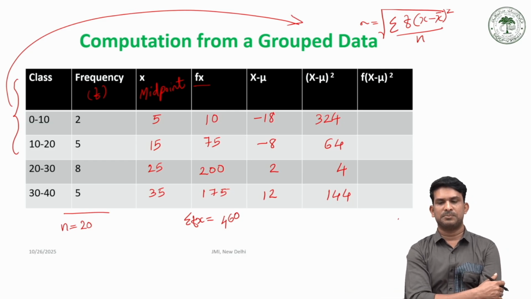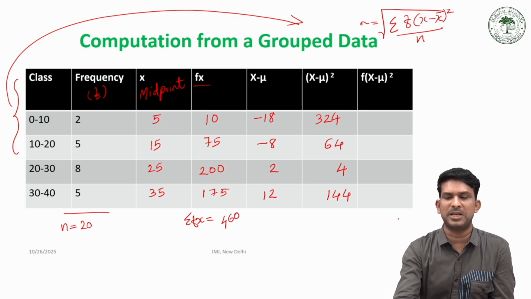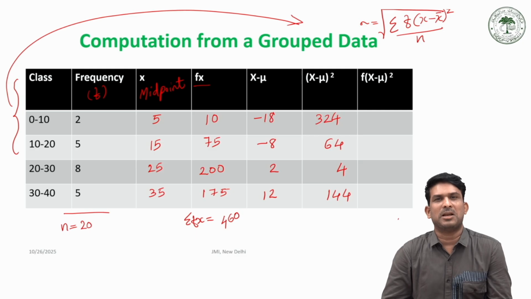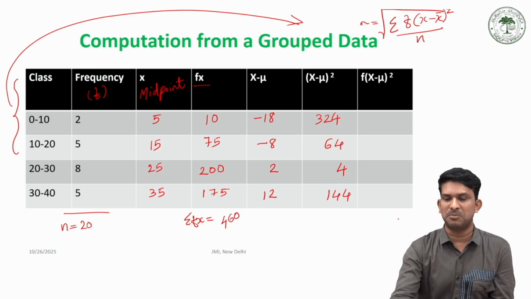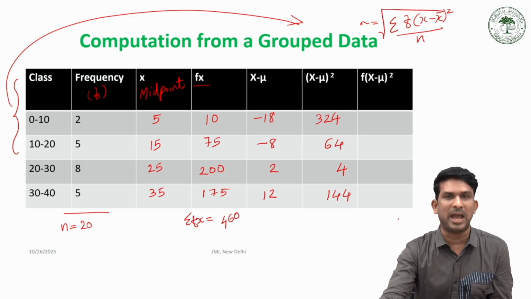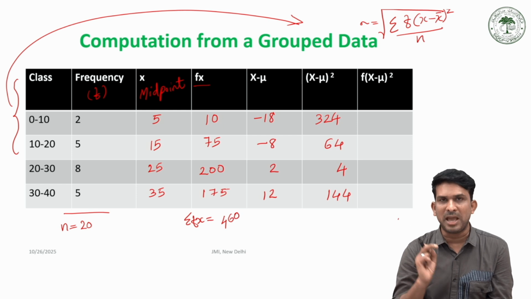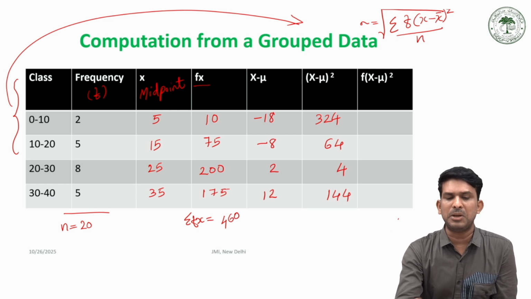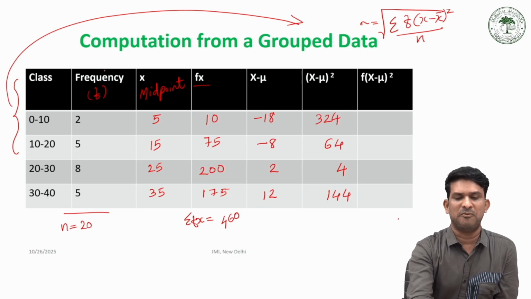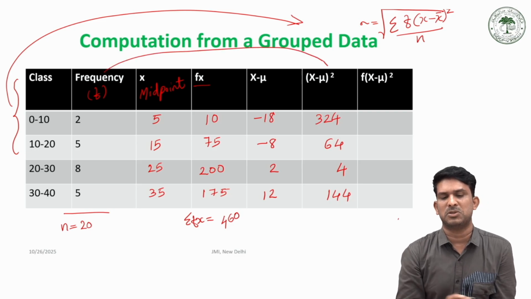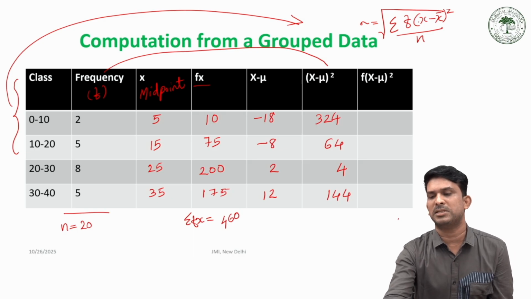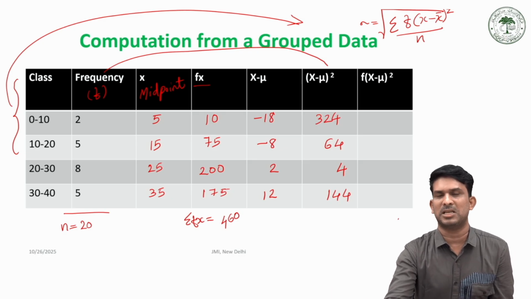This is the equation. Now what is needed? (x minus x bar) the whole square is done. Next, we have to multiply this value with f. Then only we will get f into (x minus x bar) the whole square. F is here and (x minus x bar) the whole square is here. When you multiply both these columns, you will get f into (x minus x bar) the whole square.